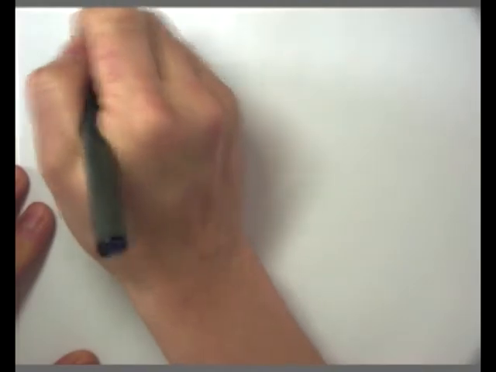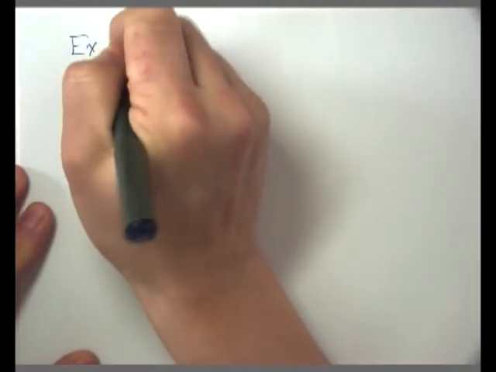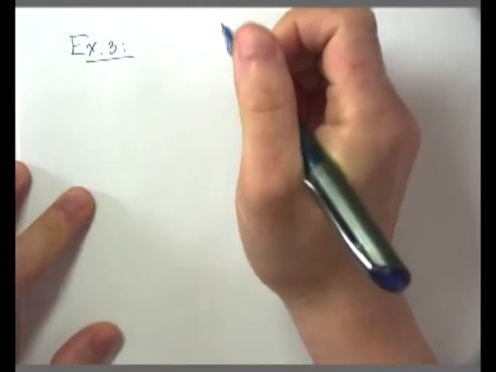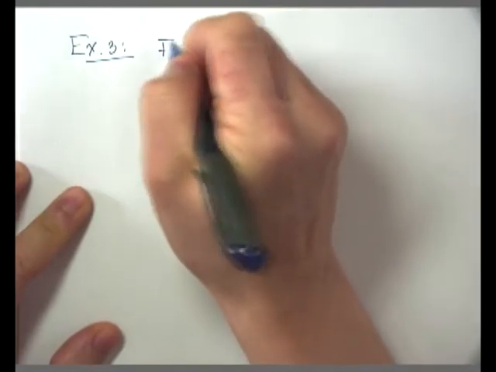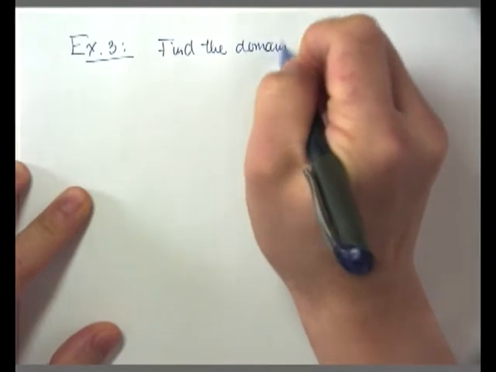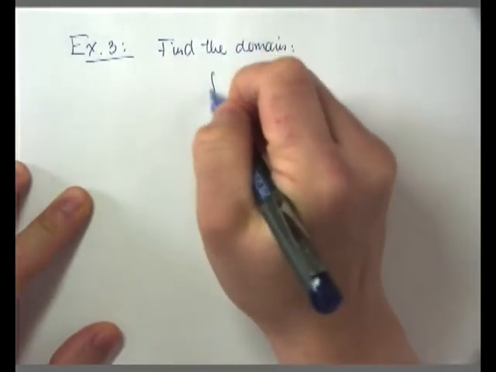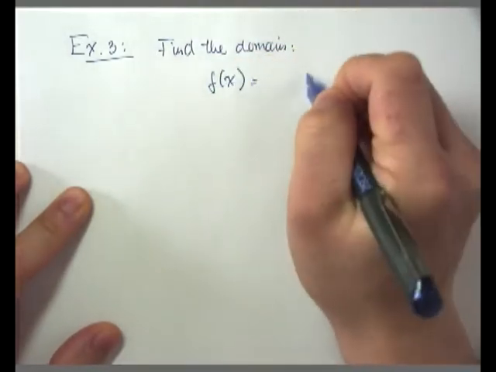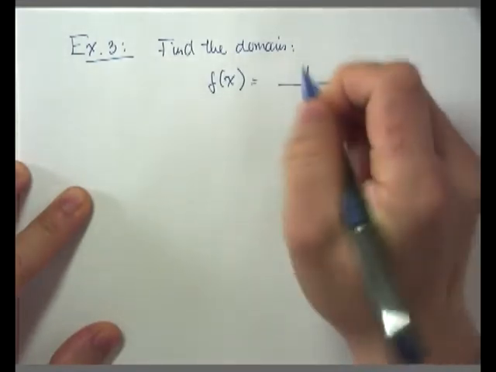In example number 3, let's look at a different function this time. Find the domain. And the function that we have here is f of x equals 1 over x minus 5.